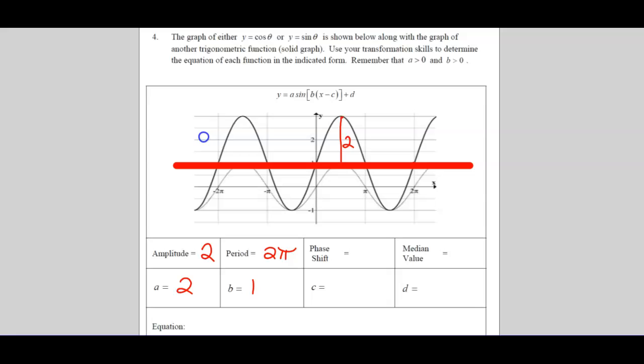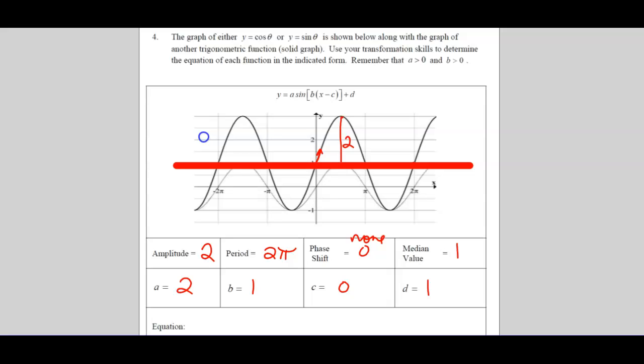Okay? Phase shift. Well, from that midline in the y-axis, it is going up and to the right, guys. So has it moved horizontally, left or right? No. So phase shift is 0, C is 0. You can say none here, and then C is 0. And then median value, well, I drew a midline that wasn't the x-axis, right? So there is a median value. It's at 1. Okay?